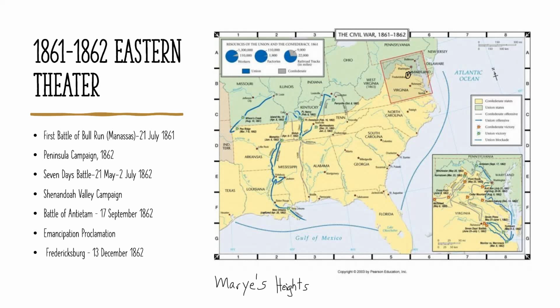So that's it for '62. Burnside loses, he's gone. What's going to happen next? Well, this time it's a new general. This time it's going to be Joseph Hooker.